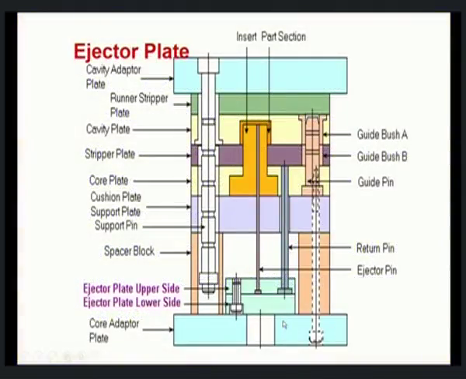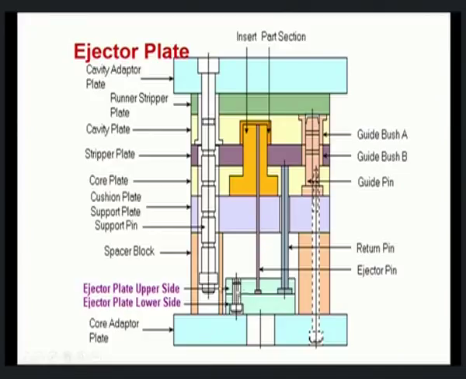Now, this is an ejector plate diagram in which you could see this is the cavity adapter plate, or this is the cavity plate and this is the core plate. In the cavity plate is where we have the nozzle. This is the region from the cavity plate side. The resin is going to be injected, and then the core plate supports this ejector plate.